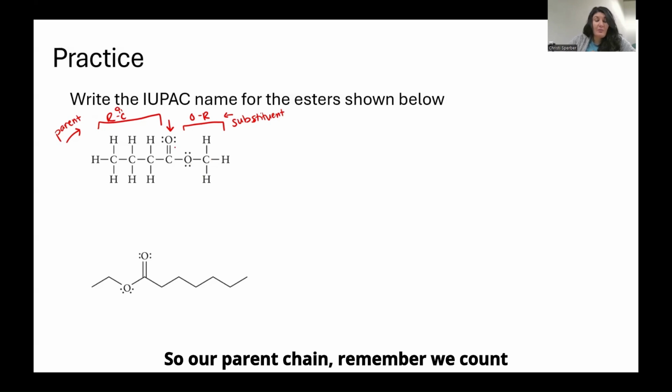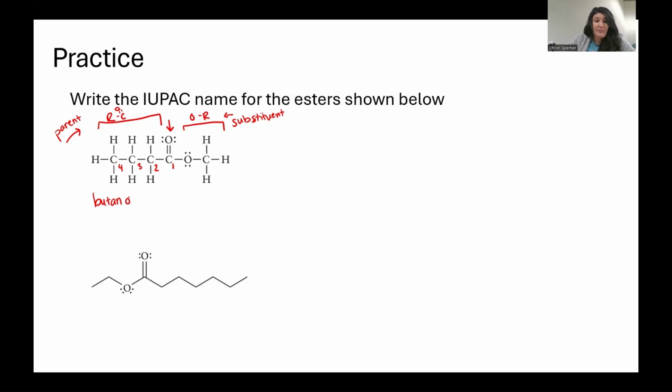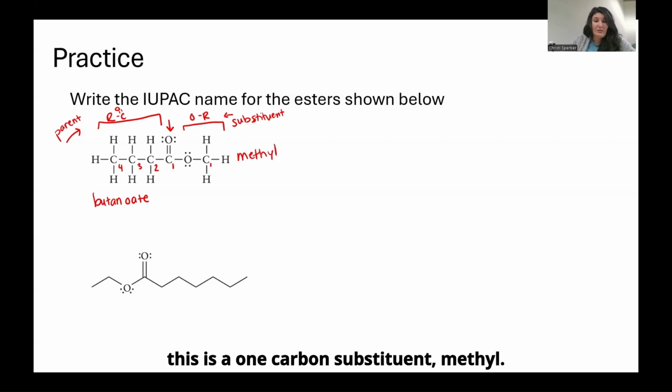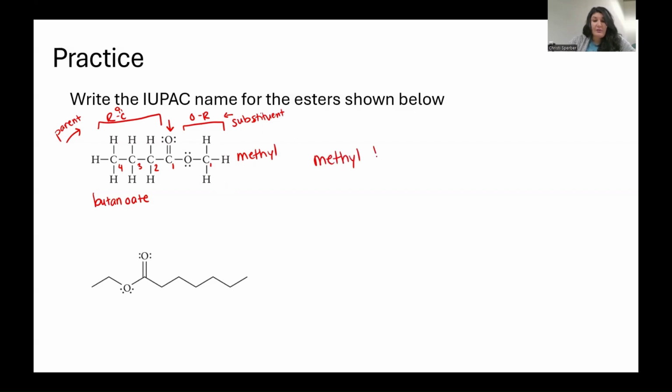So for our parent chain, remember we count our carbonyl carbon. So we have 1, 2, 3, 4, which is butan. We take out the E, put -oate, butanoate. We have our oxygen, and then we treat this as a substituent. The 1-carbon substituent is methyl. So the name is methyl butanoate.